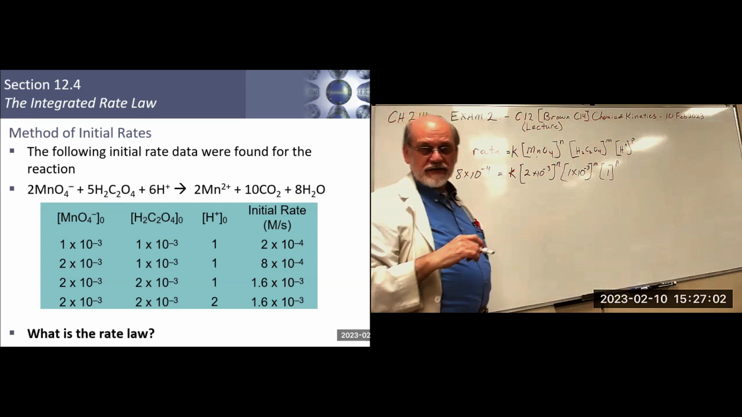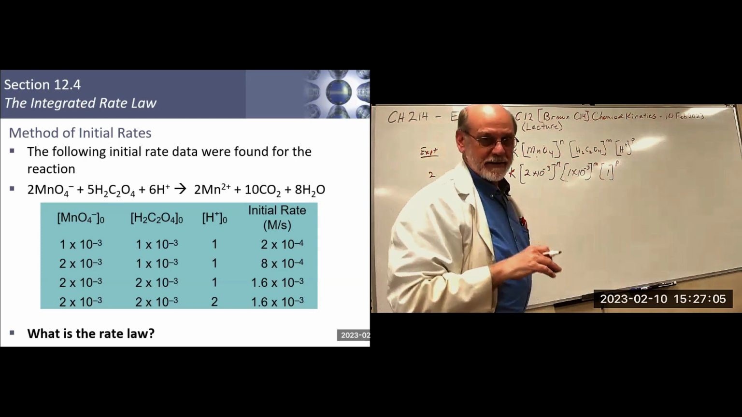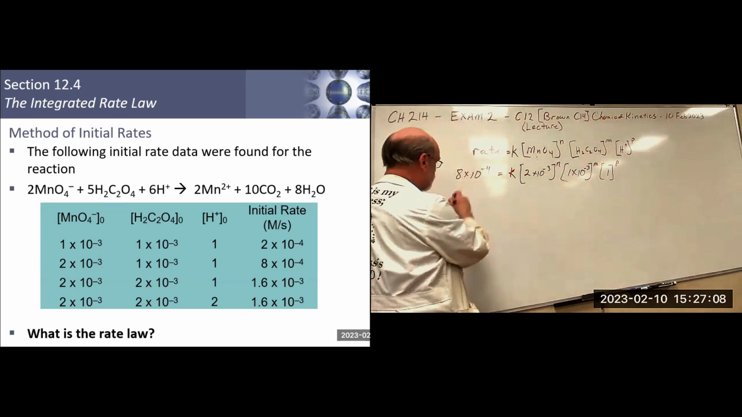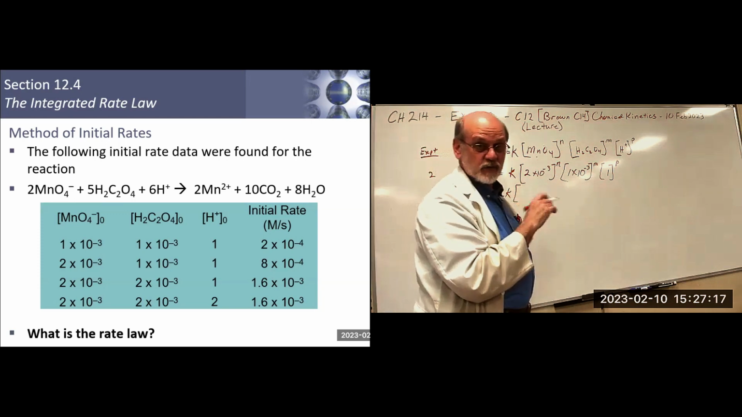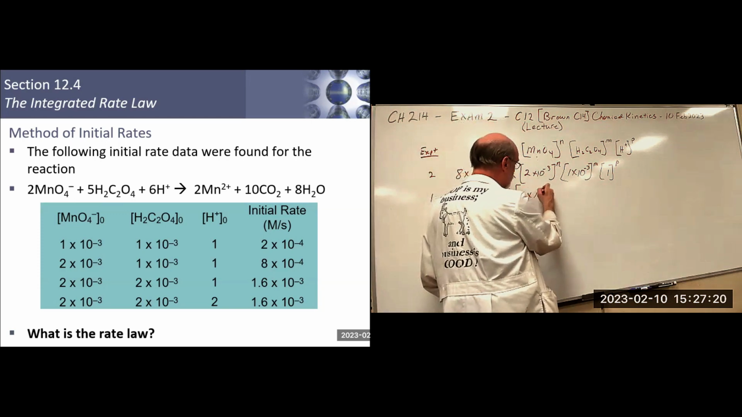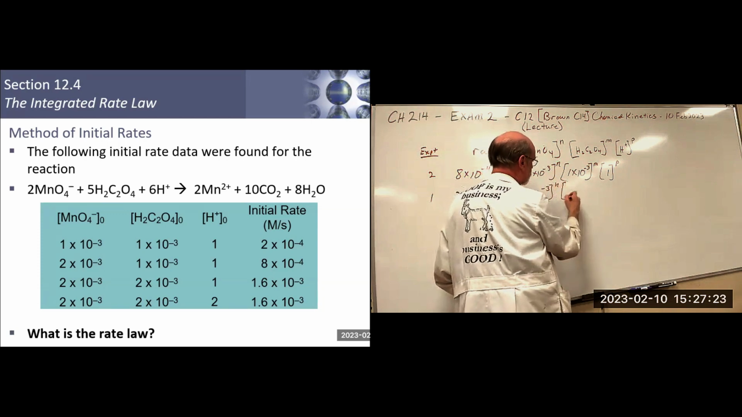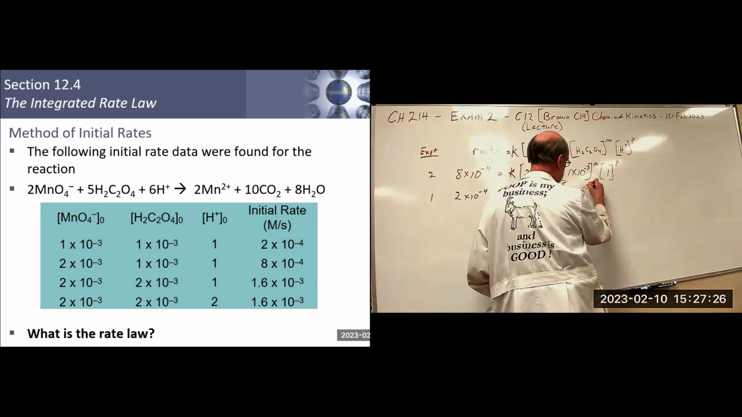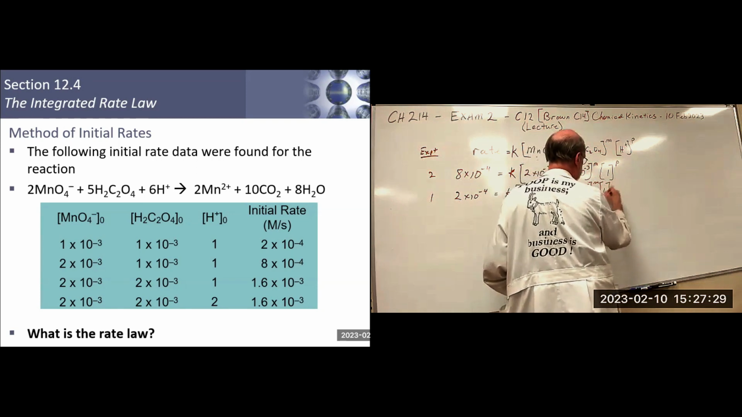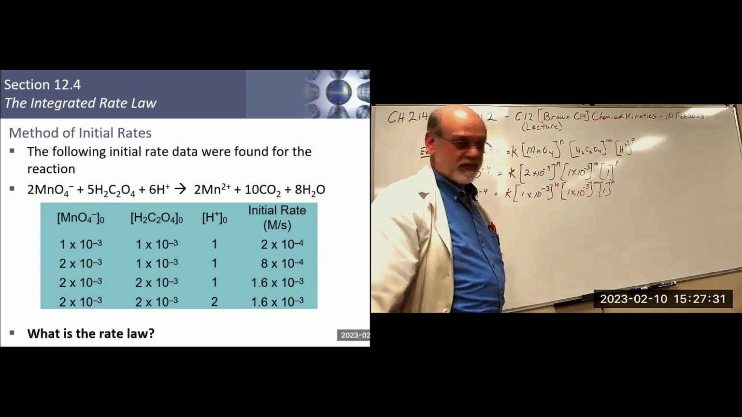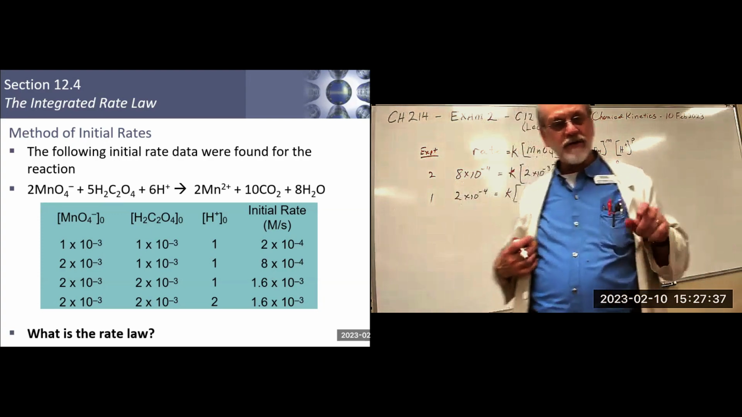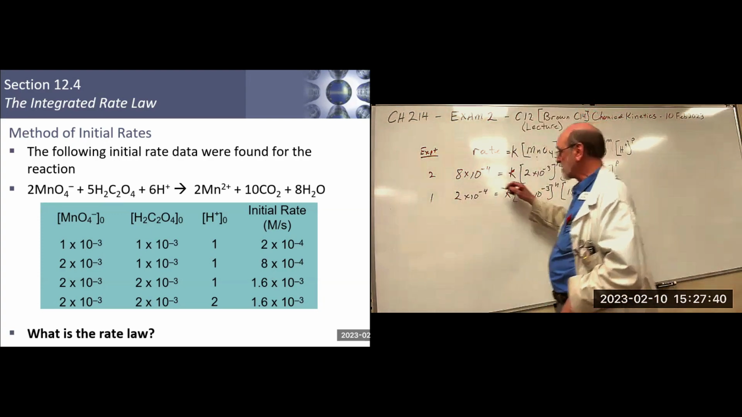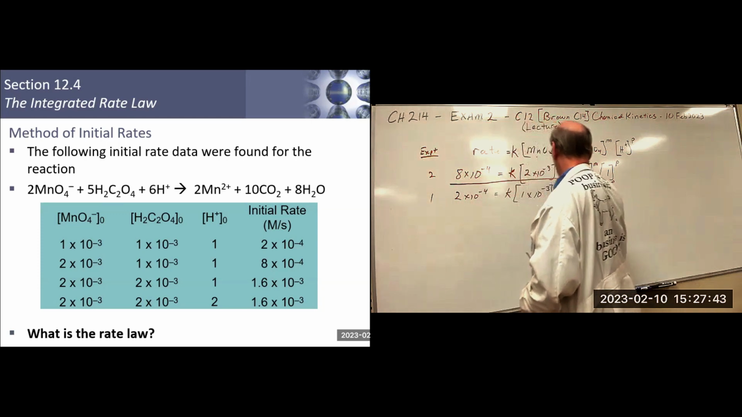Experiment 1, and there's a reason I'm doing them backwards. Experiment 1 is a different rate. That's 2 times 10 to the minus 4. This one has been allowed to change. 1 times 10 to the minus 3 to the n. This one stays the same. And this one stays the same. Now, why did I write them that way? Because I'm going to divide one equation by the other. I'm going to divide the top equation by the bottom equation.